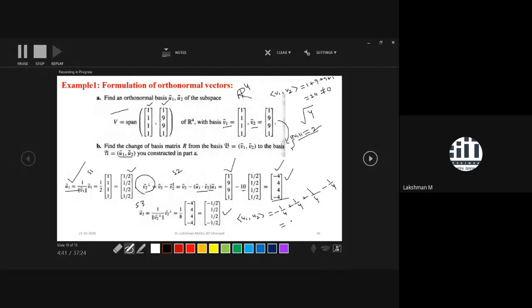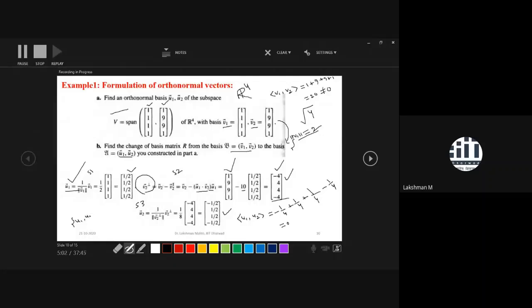That means U1 and U2 are perpendicular to each other. Also, U1 and U2 are orthogonal to each other. So you can say that you got your orthonormal basis based on the given basis B1 and B2. So you got your desired orthonormal basis.